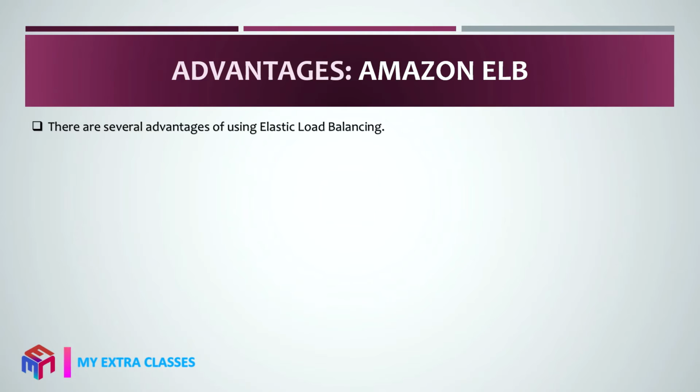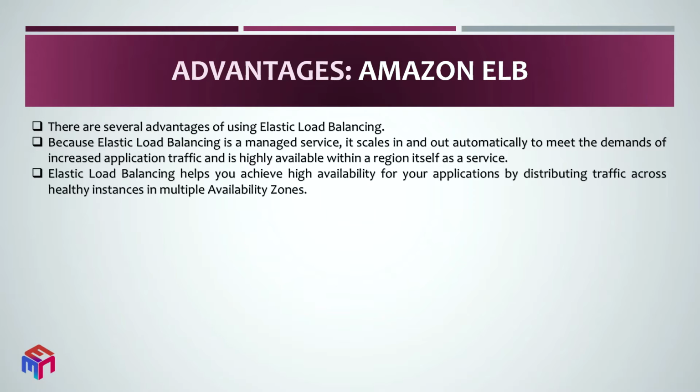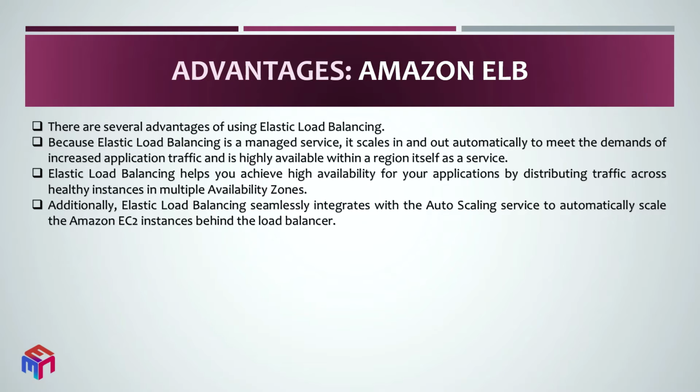There are several advantages of using Elastic Load Balancing. Because Elastic Load Balancing is a managed service, it scales in and out automatically to meet the demands of increased application traffic and is highly available within a region itself as a service. Elastic Load Balancing helps you achieve high availability for your applications by distributing traffic across healthy instances in multiple availability zones. Additionally, Elastic Load Balancing seamlessly integrates with the auto-scaling service to automatically scale the Amazon EC2 instances behind the load balancer.